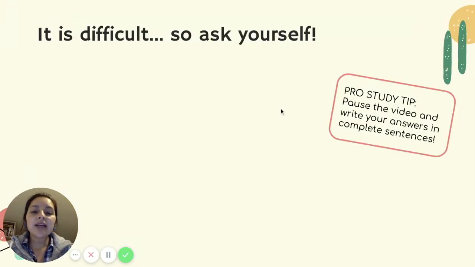Now that we have discussed the concept of contribution, let's think about yourself. So I'm going to ask you some questions. Pro tip, yes, you can pause the video and write your answers in complete sentences in your notebook to study, okay? So the first question is, what do you care about? What is important for you in life?